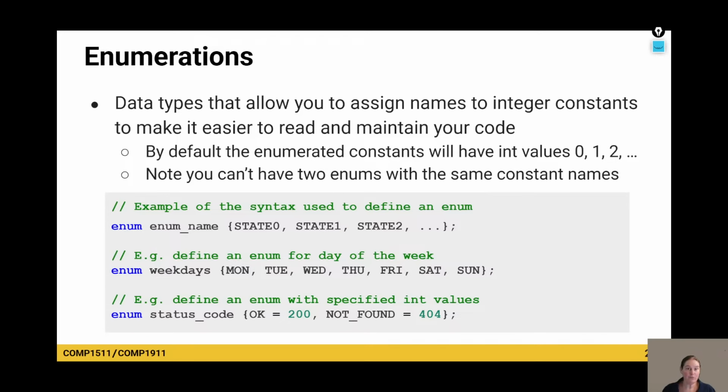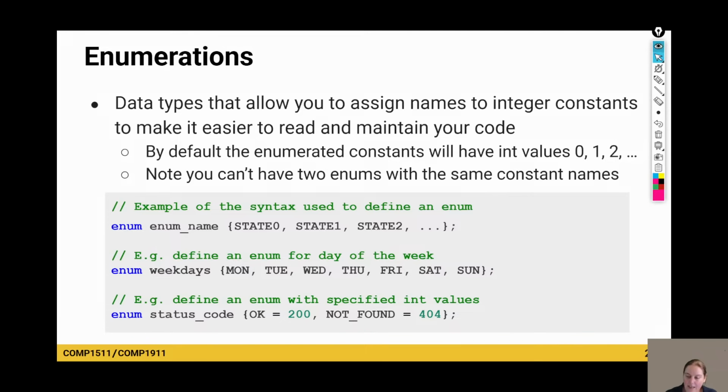Let's talk about enumerations. These are another type that we can sort of design and create ourselves. So enumerations allow us to assign names to integer constants. And this is about making our style better and making it easier to read and maintain our code.